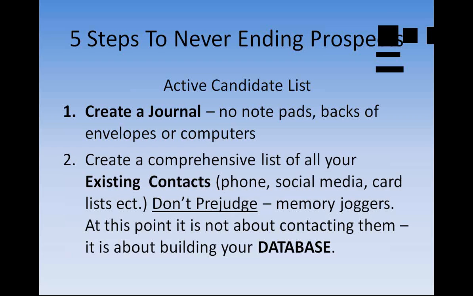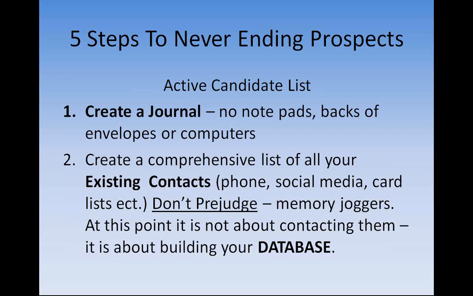Now, first thing is to create a journal. A journal is just a notebook. It's a good notebook, a book that will have all your contacts in there. So no scruffy notepads, no backs of envelopes or computers for that matter. Some of you are really keen on Excel and putting it all on the computer. Forget about that. You need a journal. You need to have a book that you can physically carry with you all the time. And that's where you will put all of your contacts.